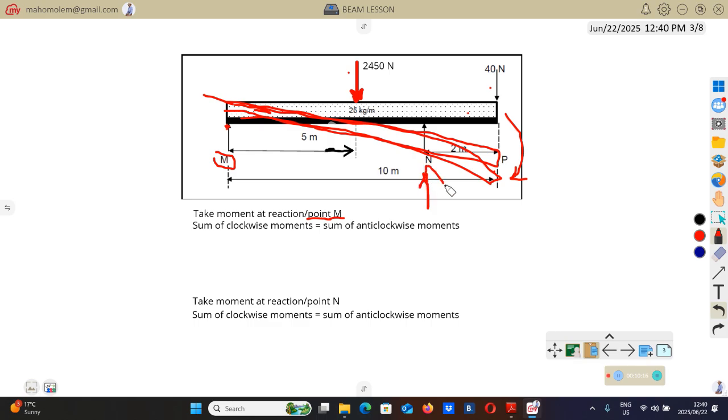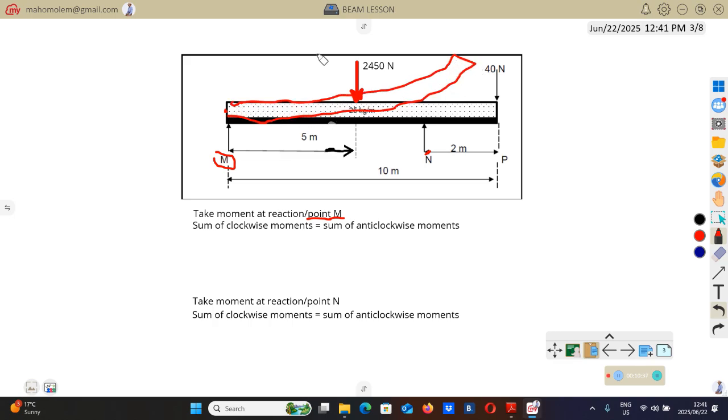While this upward force here will tend to bend that beam in an anti-clockwise direction. So if you fix this thing here, when you push this thing upward, it will tend to bend in this way, which is anti-clockwise. Under clockwise moments, we're going to have this force and this force. We'll take those forces and multiply them by their distances, which is what we call the moment.